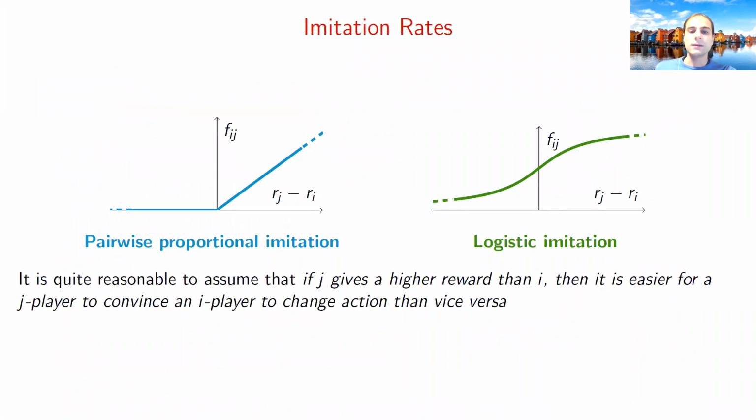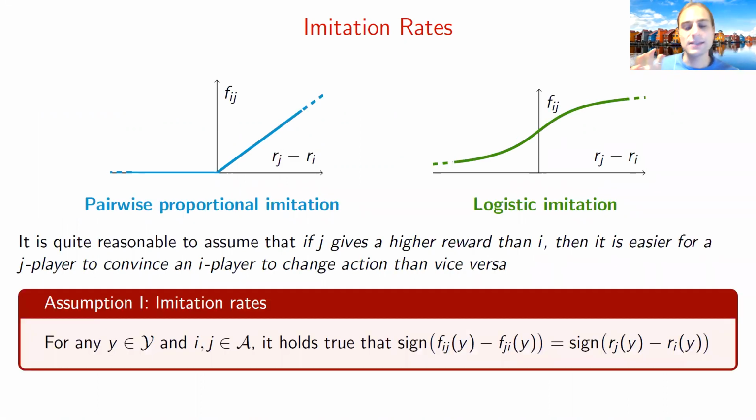From looking at these two rates and also thinking about our daily experience, it is quite reasonable to assume that if an action J gives a higher reward than an action I, then it is easier for a J player to convince an I player to change action than vice versa. So we can formalize this intuition in the following assumption. From this moment on, we will assume that the sign of the difference between the rates from I to J and J to I is equal to the sign of the difference between the payoffs.